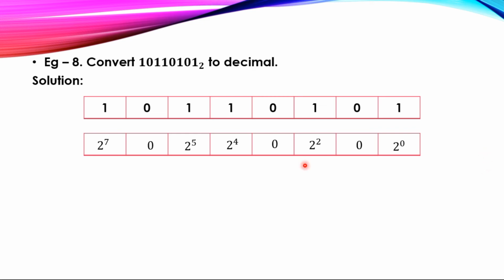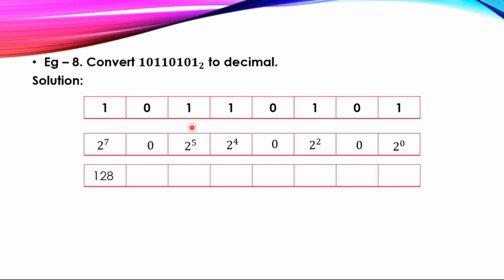Now here you can see I've written 0. Why 0? Because whatever the answer, multiplied by 0 will give me 0. So here all these values I've written as 0. Now always you're going to add positional weights for the binary value 1.